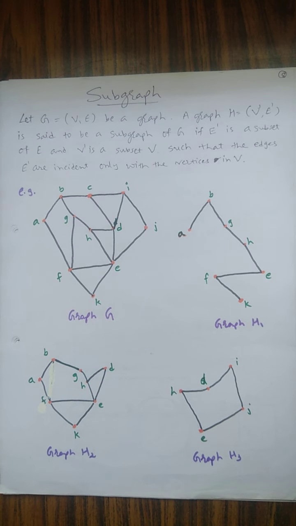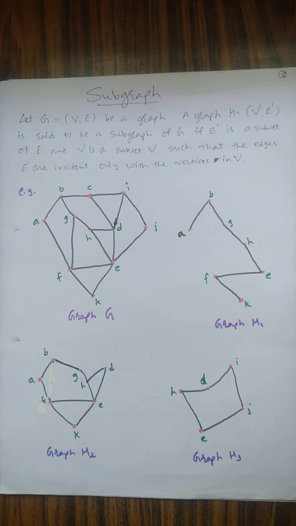So let G = (V, E) be a graph, and a graph H = (V', E') is said to be a subgraph of G if E' is a subset of E and V' is a subset of V, such that the edges E' are incident only with the vertices in V'. This definition of subgraph is similar to the definition of a subset.